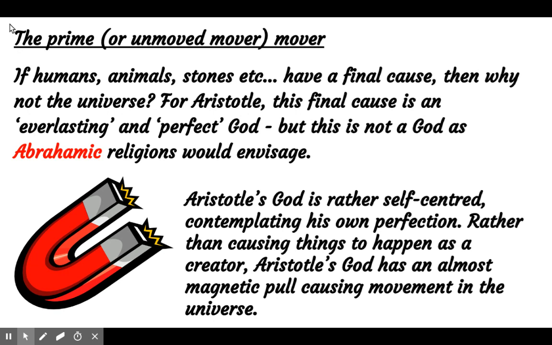Rather than causing things to happen as a creator, Aristotle's God has an almost magnetic pull, causing movement in the universe. It's really important to note that this kind of idea of the prime or unmoved mover is essentially very different from an argument that you'll find later on, which is by St. Thomas Aquinas. Aquinas also refers to a prime mover, but Aquinas means that it's someone, a creator, who starts things off, rather than Aristotle's idea that it's someone who already exists and is perfect and basically doesn't do anything apart from contemplate their own perfection.